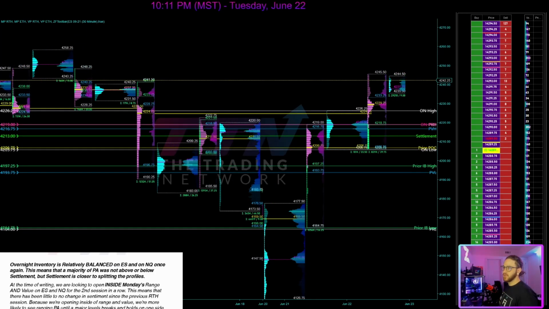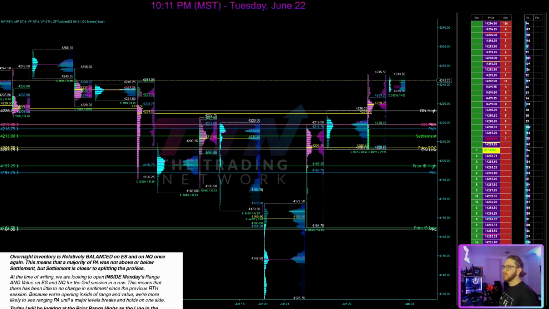Now, moving into the rest of the pre-market analysis, the overnight inventory was relatively balanced on ES and NQ once again. This means that a majority of price action was not above or below settlement, but settlement is closer to splitting the profiles. So you can see settlement here.